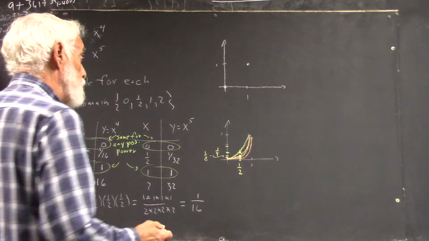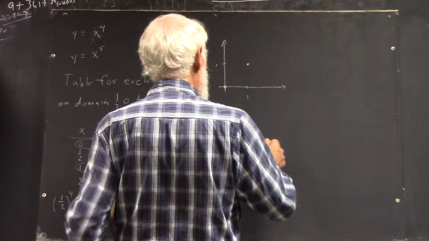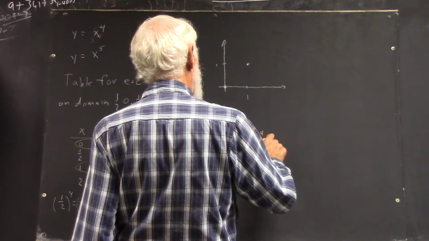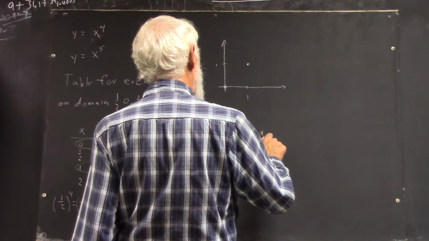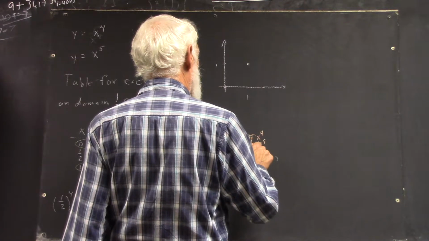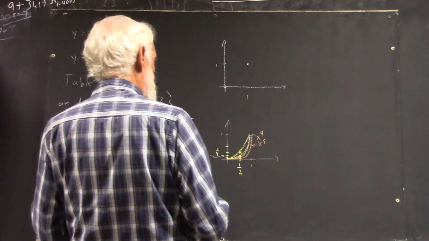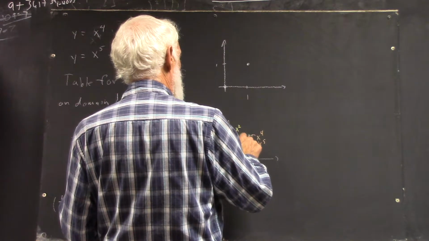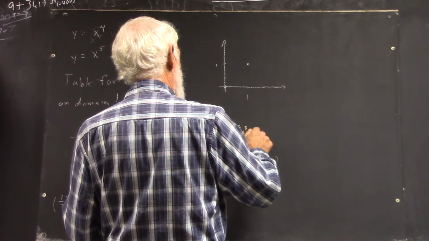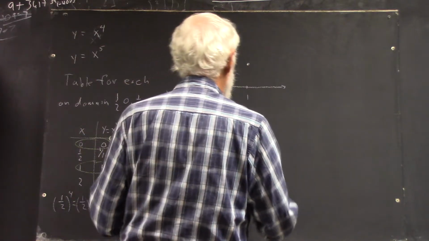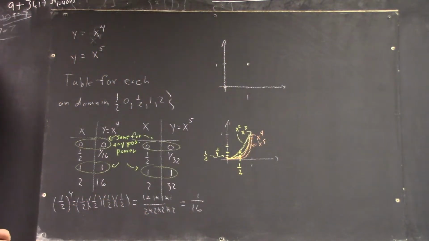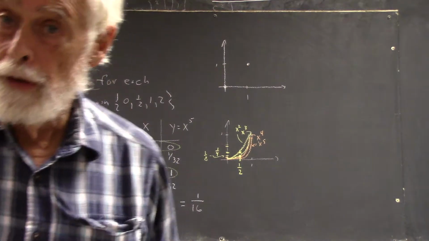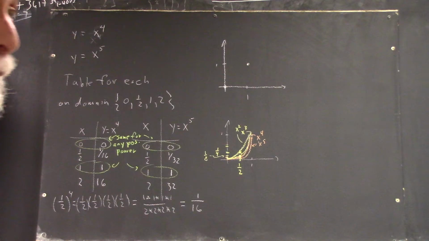Okay? So, here's the x to the fourth and x to the fifth graph. Here's your x squared and x cubed graph. I'll draw it real well. Okay? You need to be able to construct those and understand what's happening. As your powers go up, what happens?